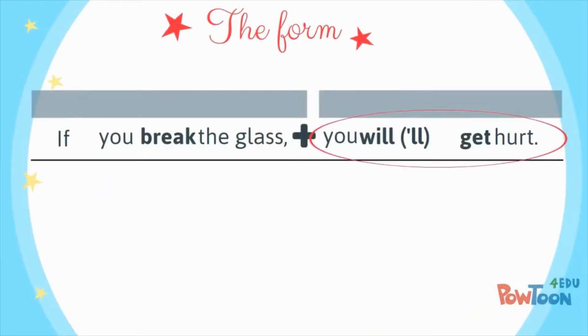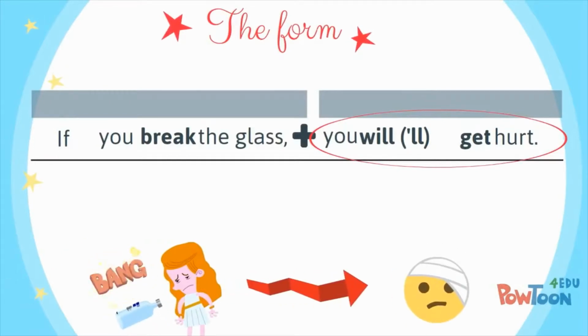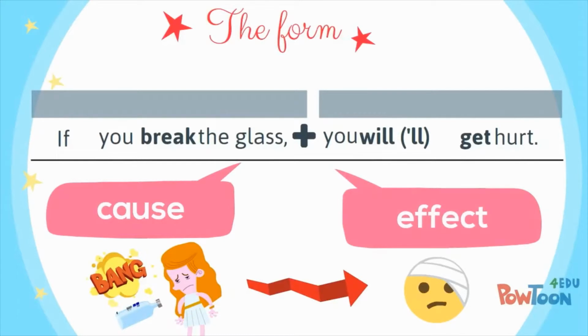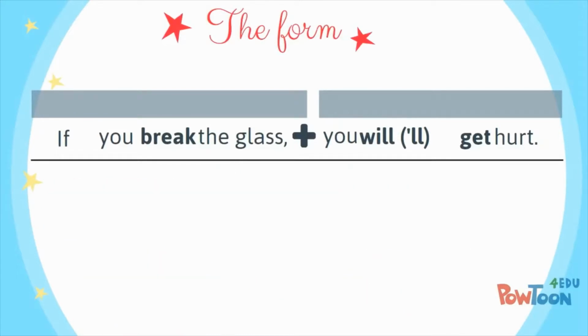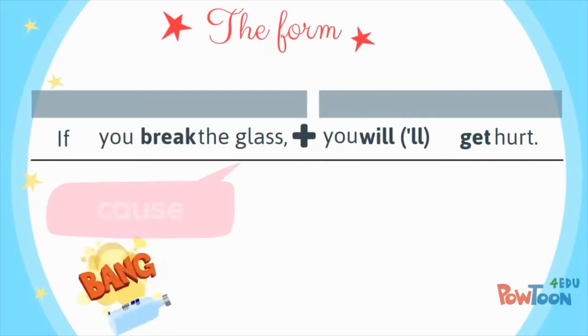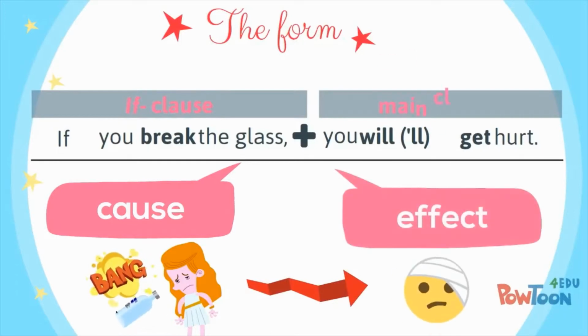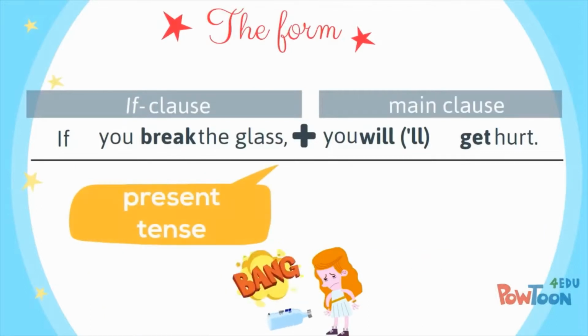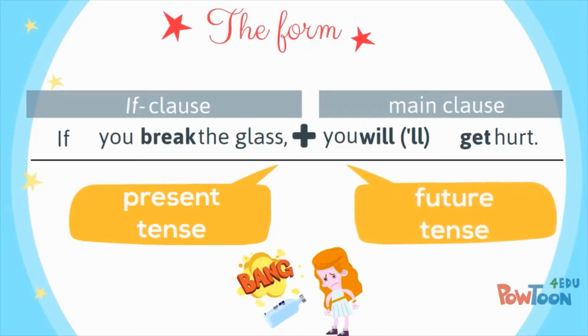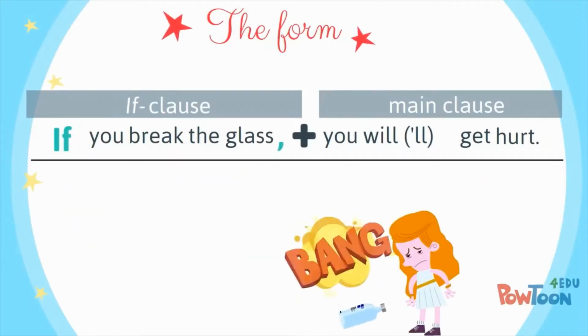"You will get hurt" is the thing you think will happen. It's important to identify the cause and effect in a conditional sentence. We can refer to the cause as the if clause, while the effect is the main clause. Besides, we use present tense for the cause, while the future tense is for the effect. Don't forget to put a comma after the if clause.